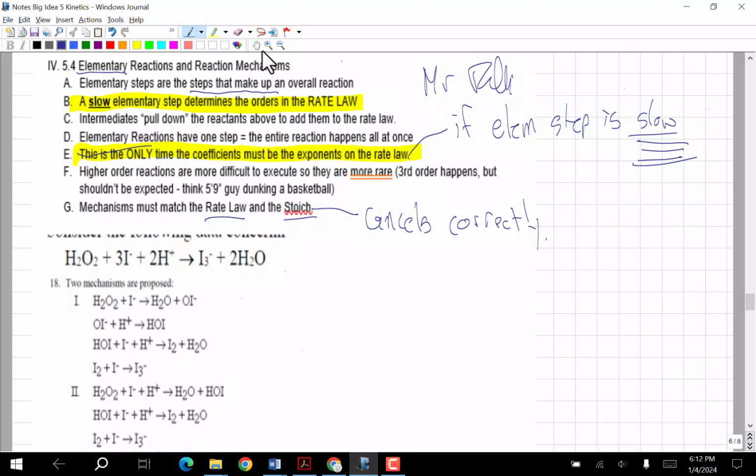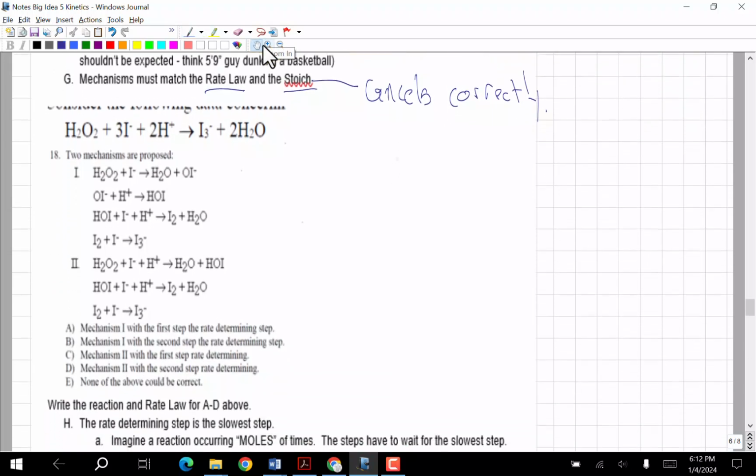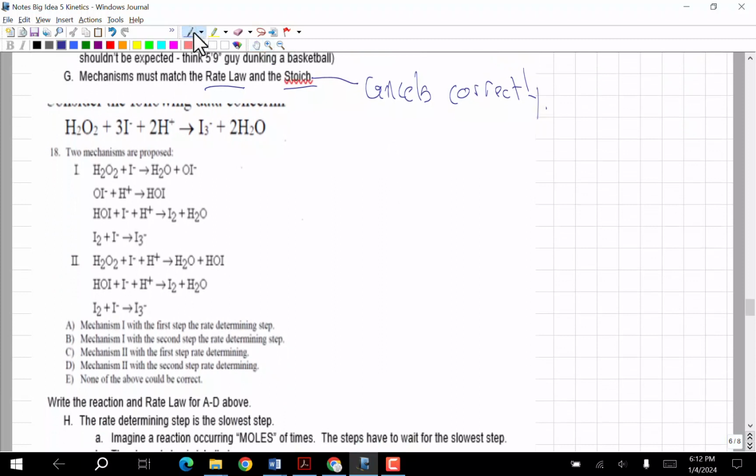So let's take a look at what that would be like. H2O2 plus 3I negative plus 2H positive yields I3 negative plus H2O. Water's not going to be in our rate law if we were doing rate laws, because water's a liquid. It could happen if it's a gas, then it could be in there, but the other ions and things aren't going to be in there. But let's take a look.